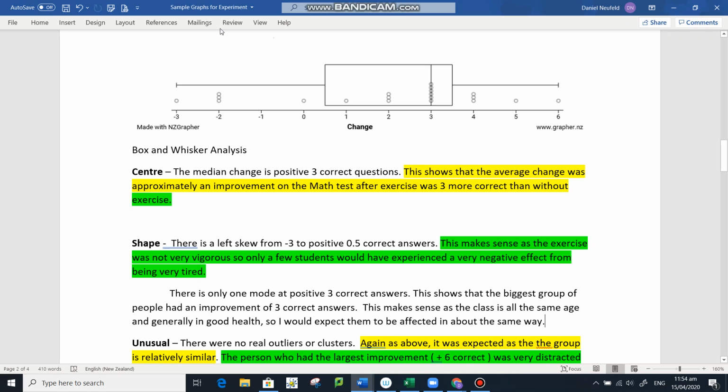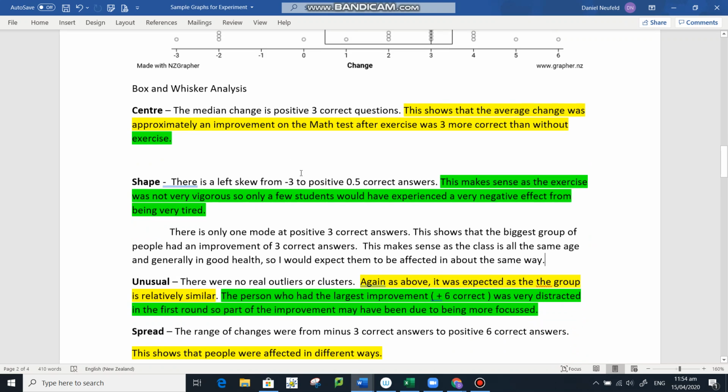Again, to get a higher mark, we're going to explain a little bit more. Now here I'm talking about why this makes sense that I'd have a left skew. Now the exercise, I said, wasn't very vigorous, so the majority of the people would be more in this area. And only a few students experienced a very negative effect from being very tired. So this is a relatively small group, whereas the majority of people weren't. So again, I've tried to give it some thought about why the stats look the way they are, which is what you need to do for a higher mark.